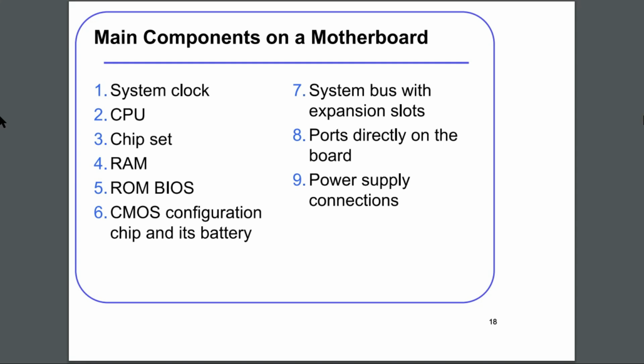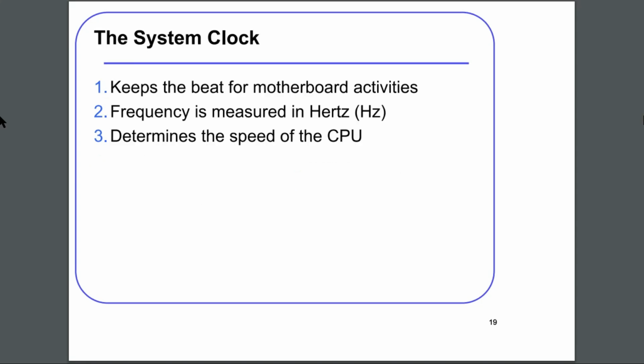So, the main components on a motherboard. The first one is the system clock, then the CPU, chipset, RAM, ROM BIOS, CMOS configuration chip and its battery, the system bus with expansion slots, ports directly on the board, and power supply connections. So let's check what the system clock is. The system clock keeps the beat of motherboard activities. Frequencies measured in hertz determine the speed of the CPU.